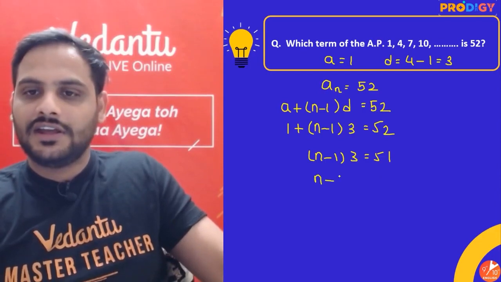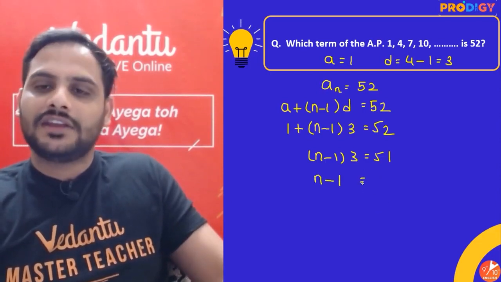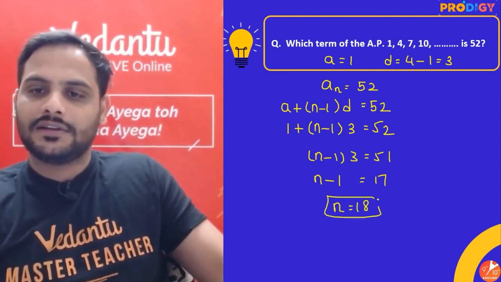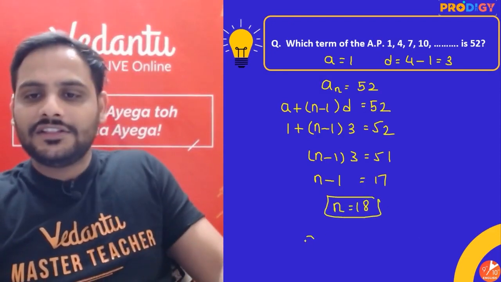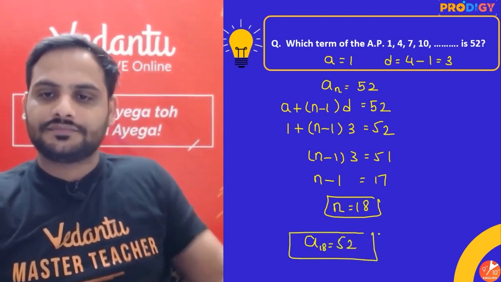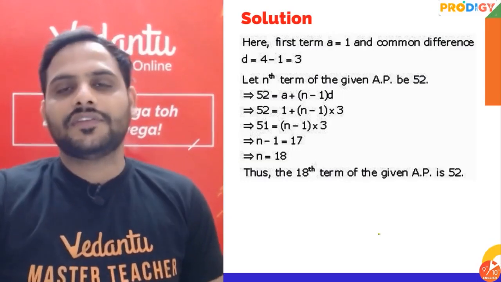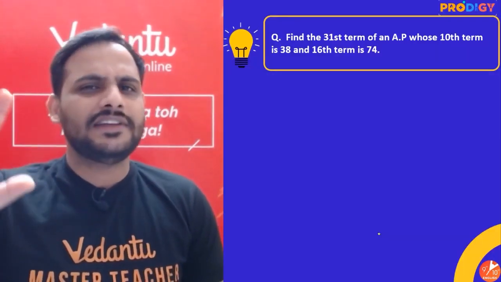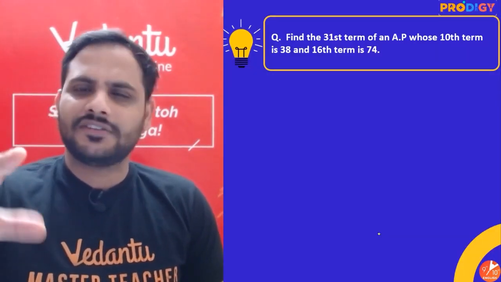Shift 3 in division, n minus 1 is 51 by 3, which will be 17. Shift minus 1 over there, n is equal to 18. So 18th term of this AP is 52. Easy question. Questions are comparatively easy. In arithmetic progression, questions are easy.